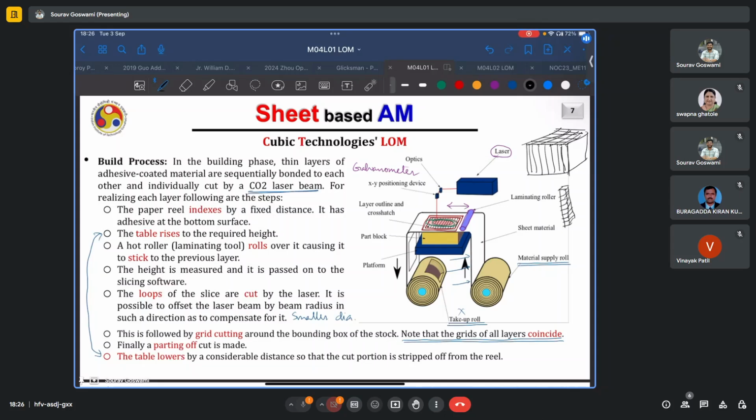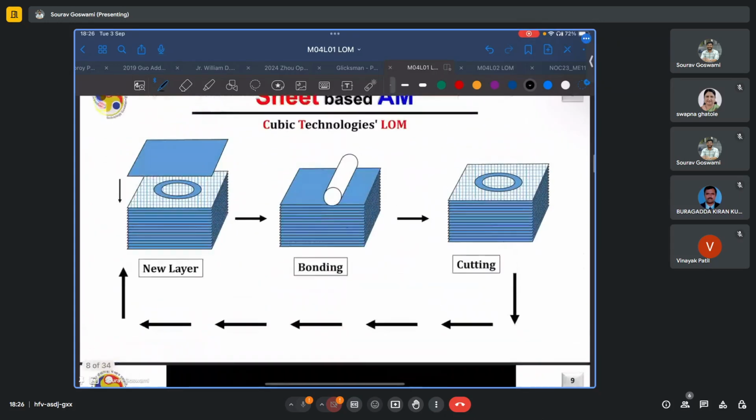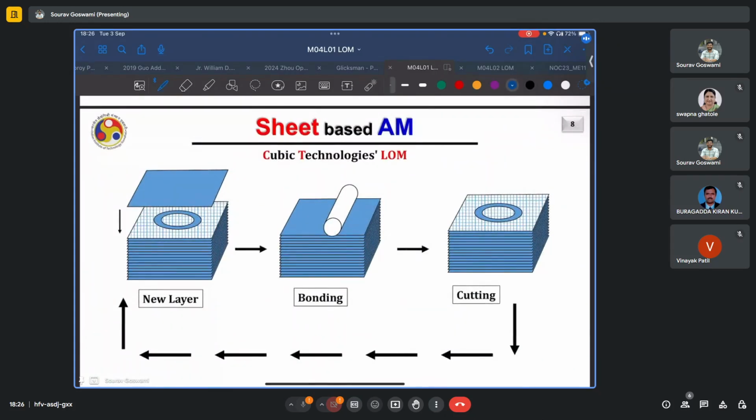Finally, a parting cut is made. So here the parting cut is the last step, but I have seen in the videos of the processes that often the parting cut is the first one to be made. And then to separate the build part, the table lowers by a significant, pre-decided distance, and the process continues. So the typical major steps: a new layer comes, it is bonded by this hot roller, and then you have the cutting operations. So the parting cut, the contours, and these grids which must be cut out.